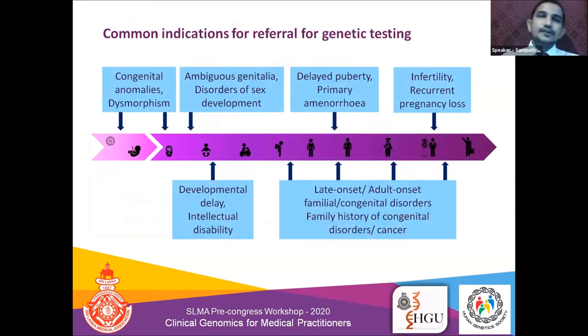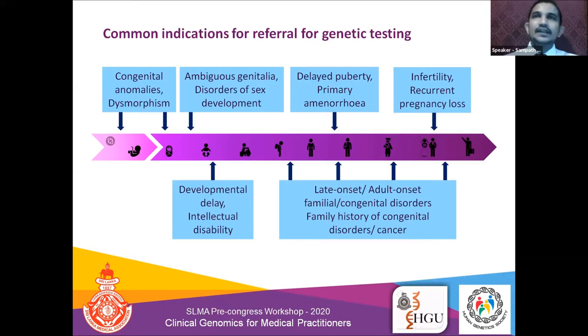So about the chromosomal abnormalities, as I told you earlier, they can manifest in the antenatal life and present at birth with multiple dysmorphic features, the congenital abnormalities, including ambiguous genitalia. And if not detected at birth, they may present at different stages of life with different presentations.